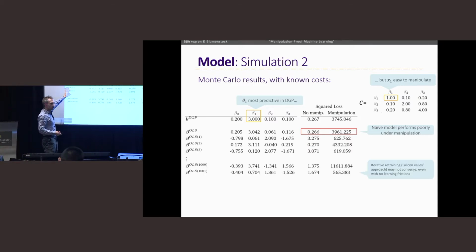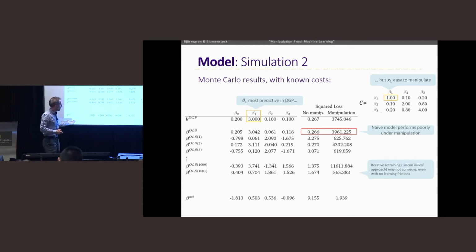You could also think, well, we could just repeatedly apply OLS. So let's apply OLS and then retrain it on the new data and go back and forth. In this case, that doesn't work well at all. You just end up bouncing between two different extremes, neither of which does very well. And this is even in the case where there are no frictions on learning.